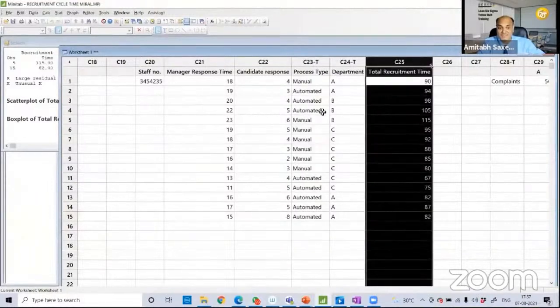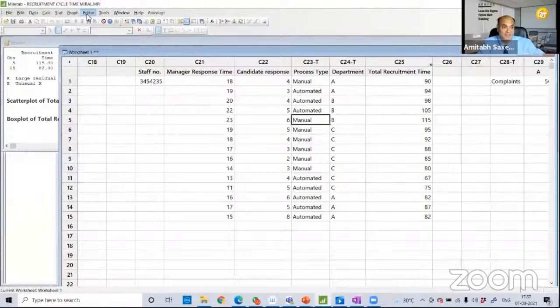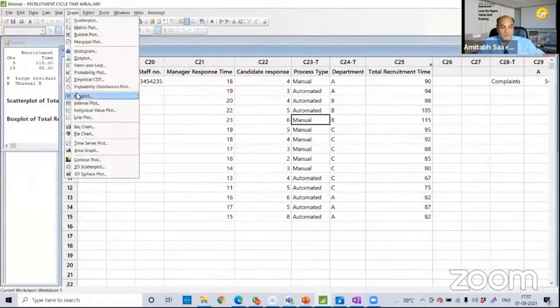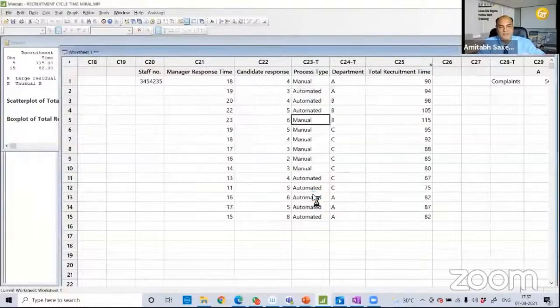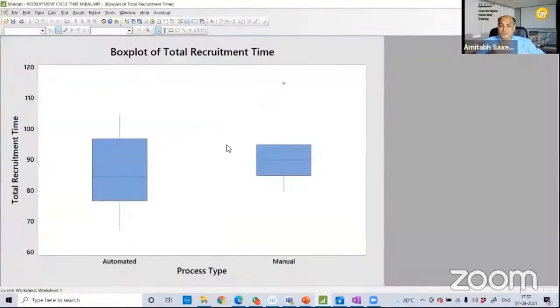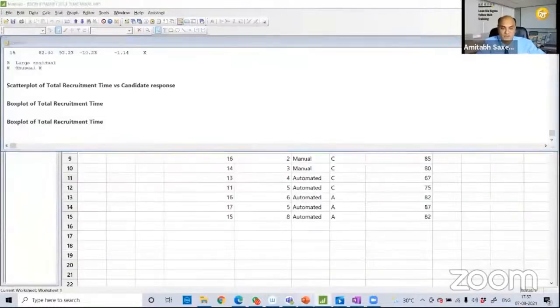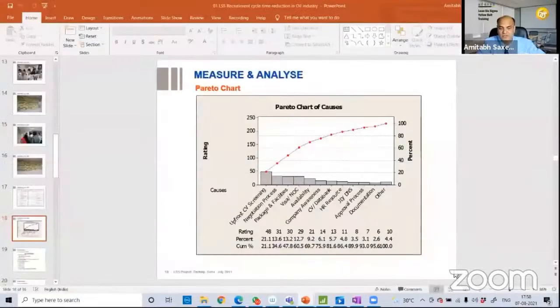Process manual or automatic? Is it a root cause? Again, one is attribute, one is continuous data, so I will use a box plot. I am using a box plot, process type. Oh, it is the same. You use a manual or automated process, it's the same thing. Some departments use manual process, some automated. So don't waste your time on automation. Automation is not going to help you. It will still remain the same. So the 15 samples have proven it, and it will save a lot of money for your organizations. That's how we do it. So we validated our root causes.